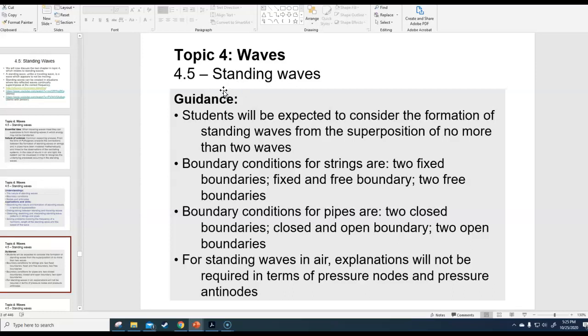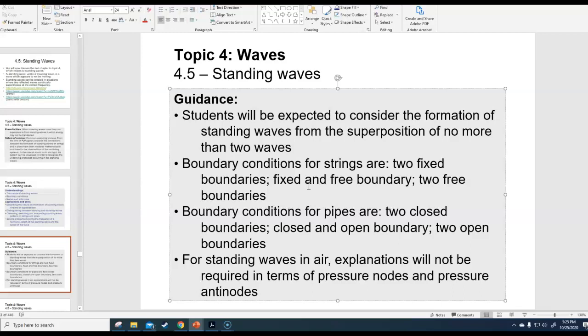Okay, just some general guidance from the IB. Students will be expected to consider the formation of standing waves from the superposition of no more than two waves. Now, technically speaking, you can have superposition between any number of waves that you want. And in fact, we kind of talked about that before. There's something called Fourier series, where you can approximate any function as the infinite sum of sine and cosine waves. But the IB doesn't require you to know about all that stuff, and so we're only going to be dealing with superposition of basically two waves.